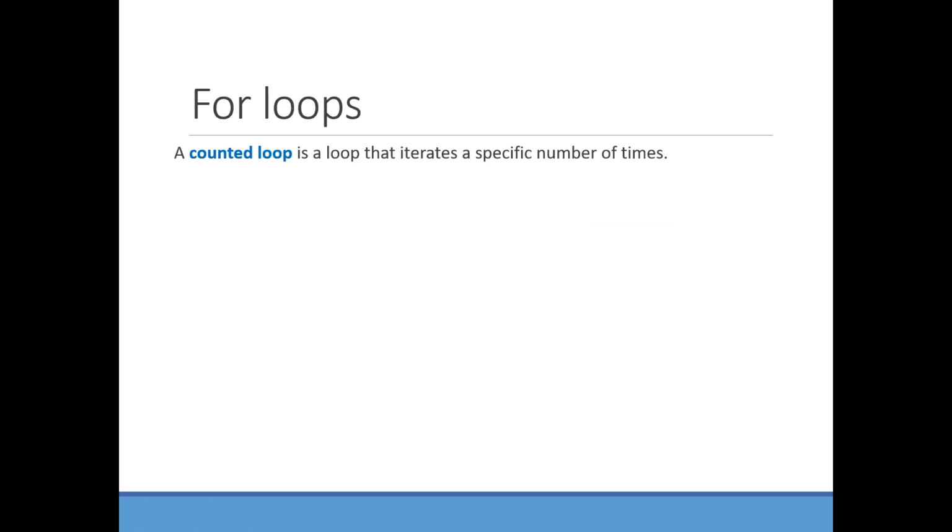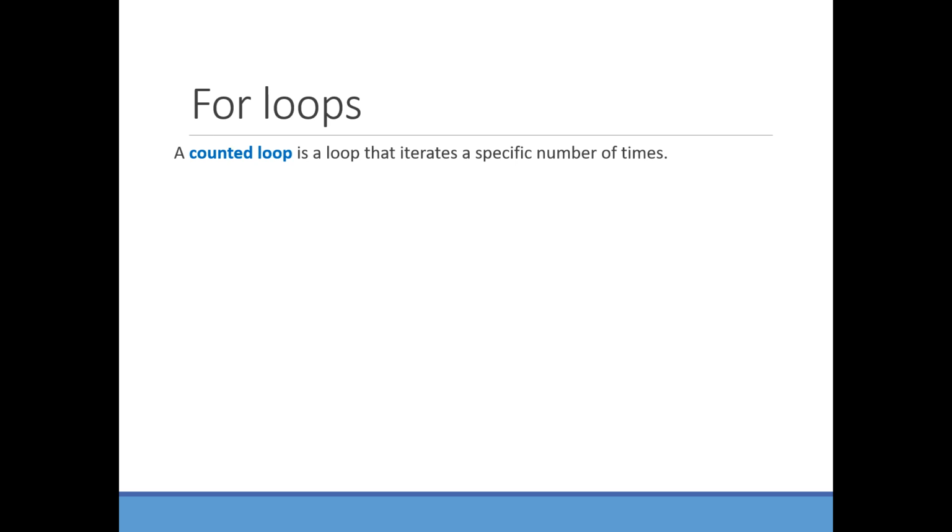So in programming, we use the term for loop. A for loop is a counted loop that iterates a specific number of times. Now, what do we mean by that? What I mean is that we might say, I want to create a loop that loops exactly 5 times. But we're actually going to be more specific than that. We're going to give it a range.